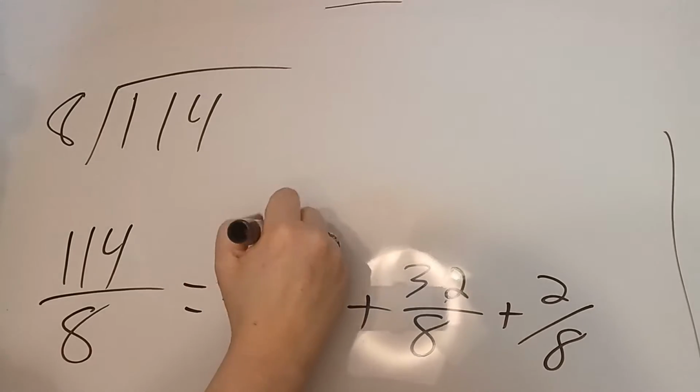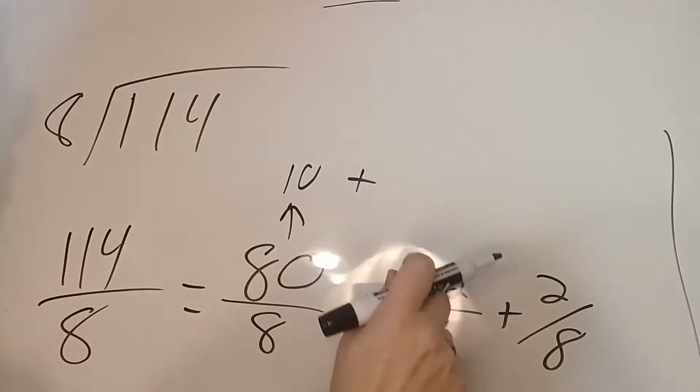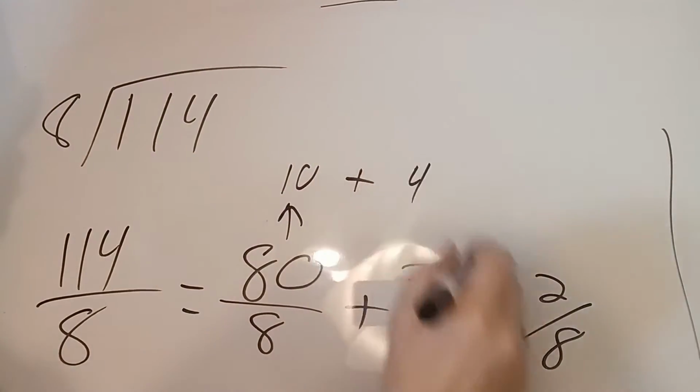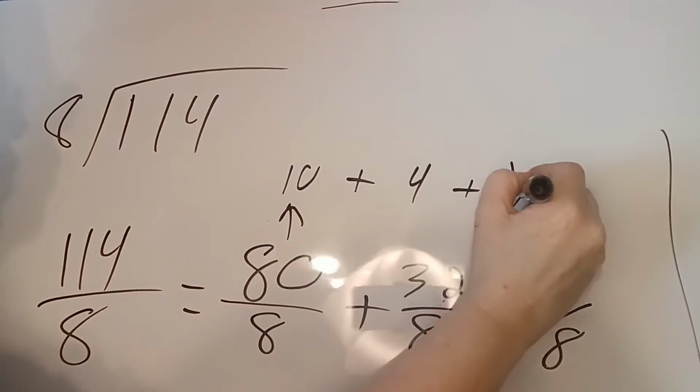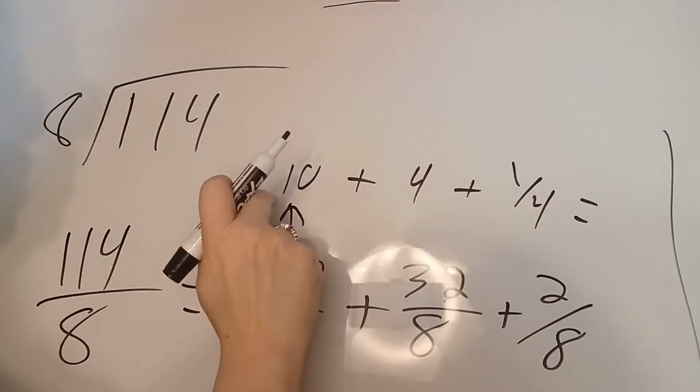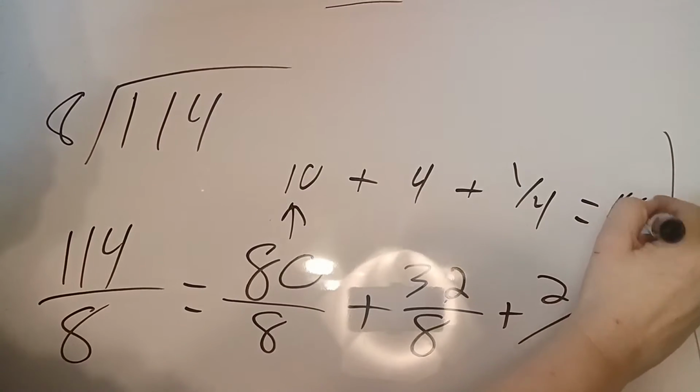80 divided by 8 is 10. 32 divided by 8 is 4. And 2 divided by 8 is 1/4. So our total is 14 and 1/4.